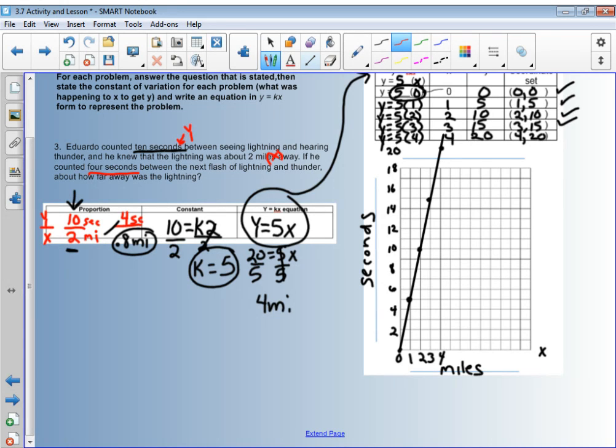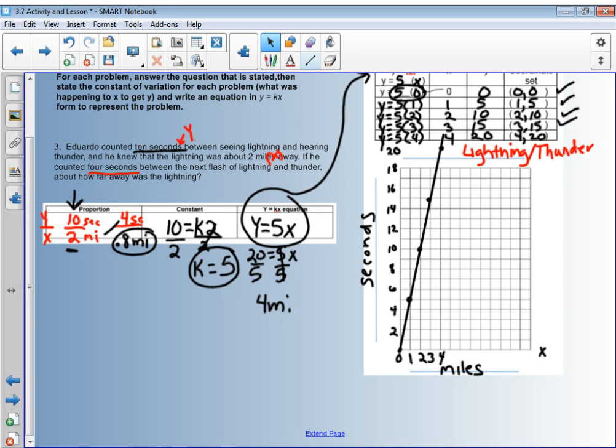And that's graphing it. So here we could title this maybe lightning versus thunder, because we're talking about how many miles away the lightning would be according to the number of seconds of the thunder. Okay, so that's working with graphing our y-intercept equation, our direct variation equation.